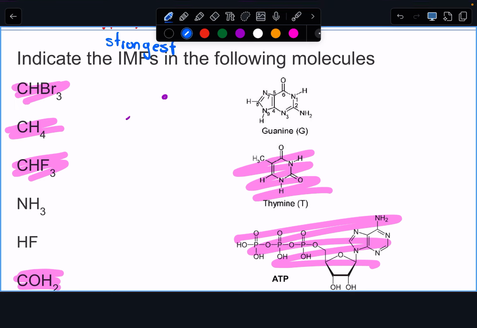Okay, so drawing Lewis structures and then following that flow chart, that apparently I couldn't remember the name of, a flow chart, to determine the strongest intermolecular force.